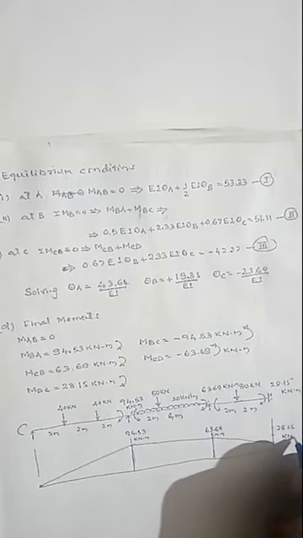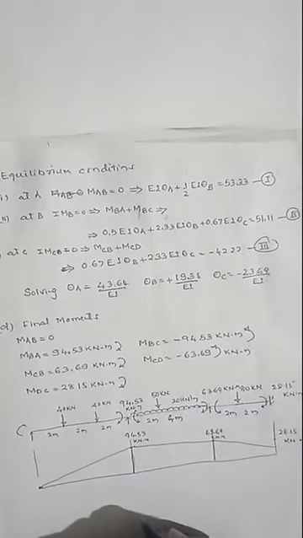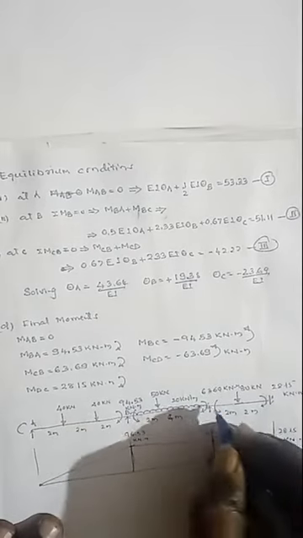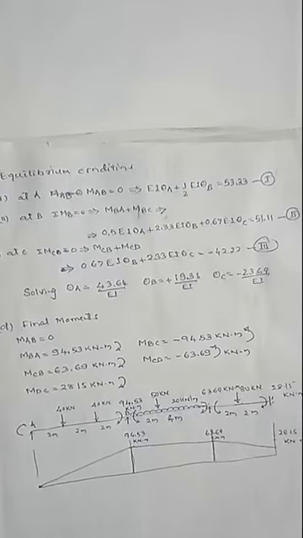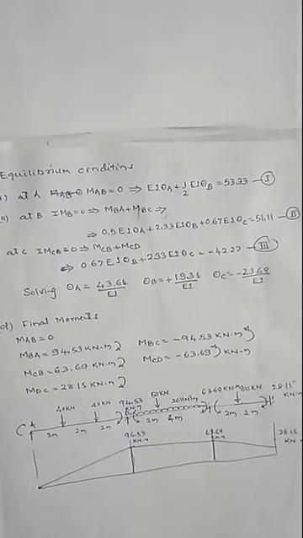Now we have drawn the bending moment diagram for the support moments. Now we have to draw this one; this one is A, this one is B. In between A and B there are 2 point loads. For each and every force we have to draw the bending moment diagram.